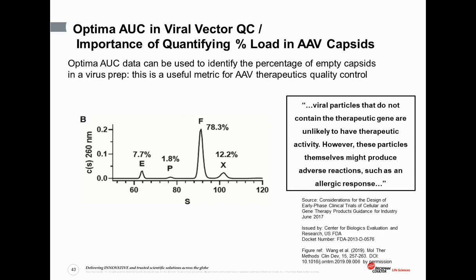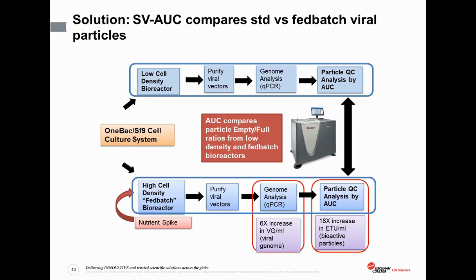The Optima AUC data can be used to identify the percentage of empty capsids, and this is a useful metric for AAV quality control. So, in this case study, the authors, Joshi and co-workers, used the Sf9 cell culture system, and they grew cells in the normal or low-density bioreactor, purified everything, analyzed the genome by qPCR, and then asked the question, how many of my virus particles are actually full? And then they did the same with the high-density or fed-batch bioreactor shown in the bottom panel.